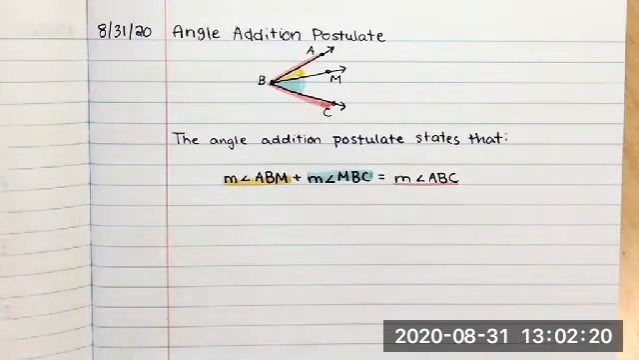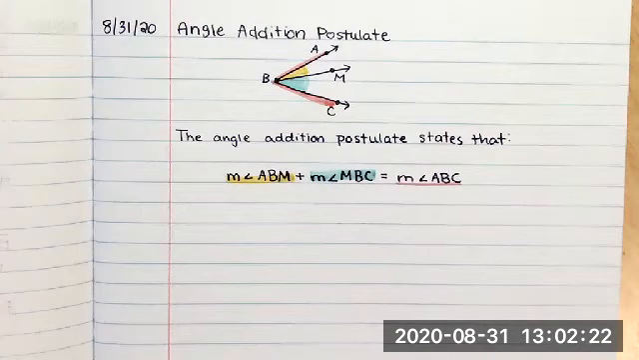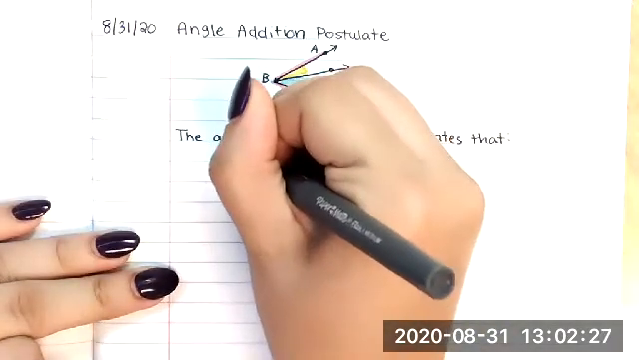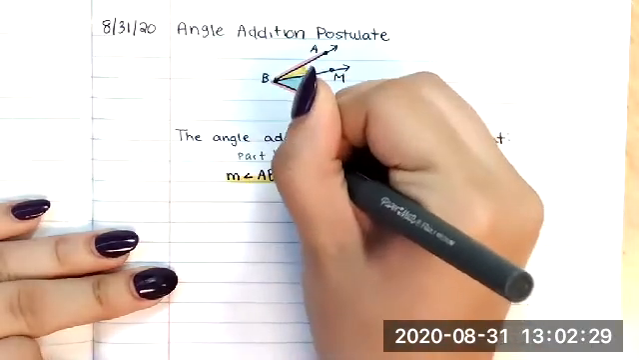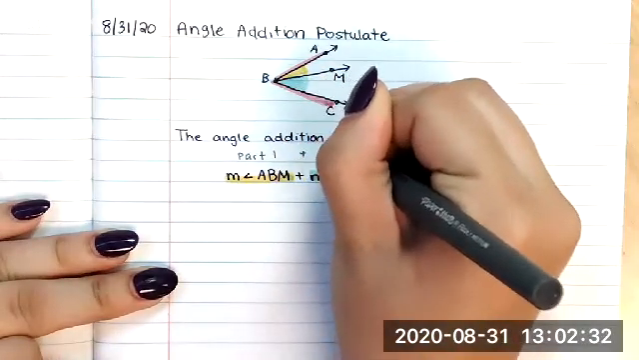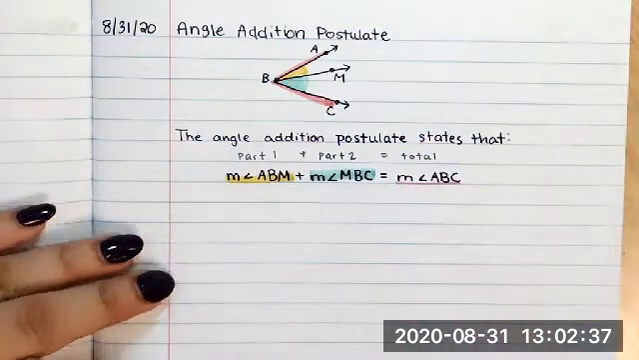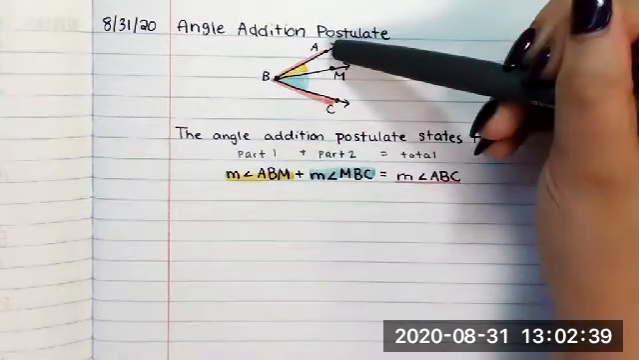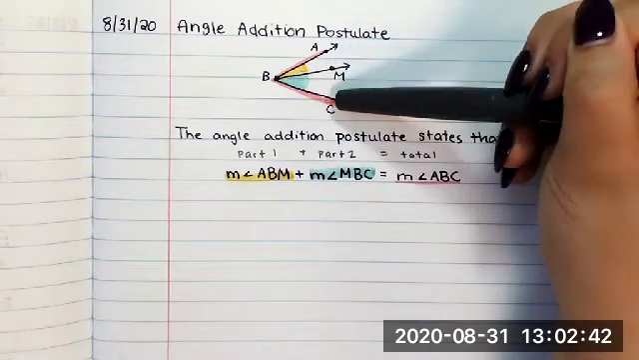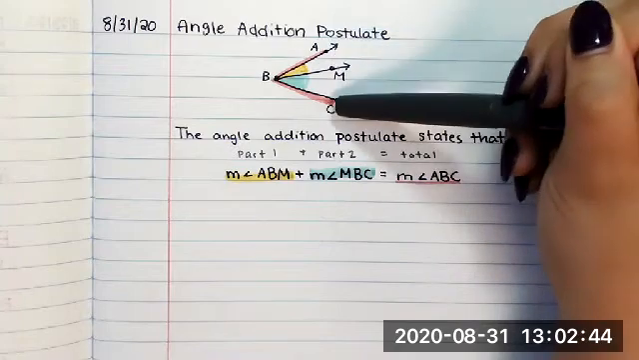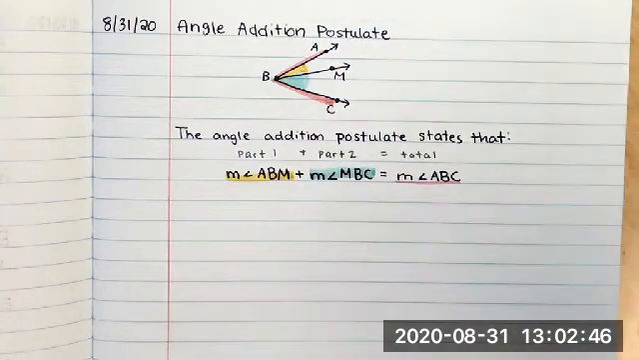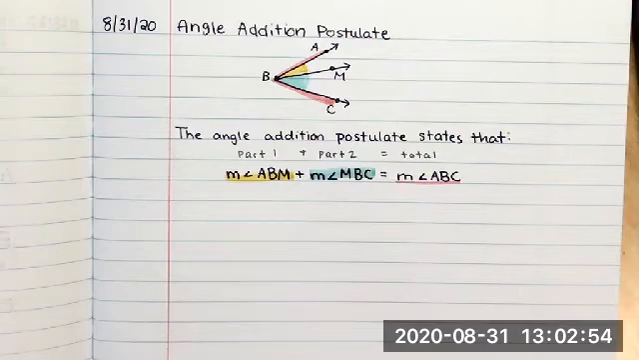So what we're seeing here is really saying, part 1 plus part 2 equals total. So add up this piece and this piece, I will get the whole thing. Now there's two basic ways that we may see the angle addition postulate in geometry. The first way is very, very straightforward.